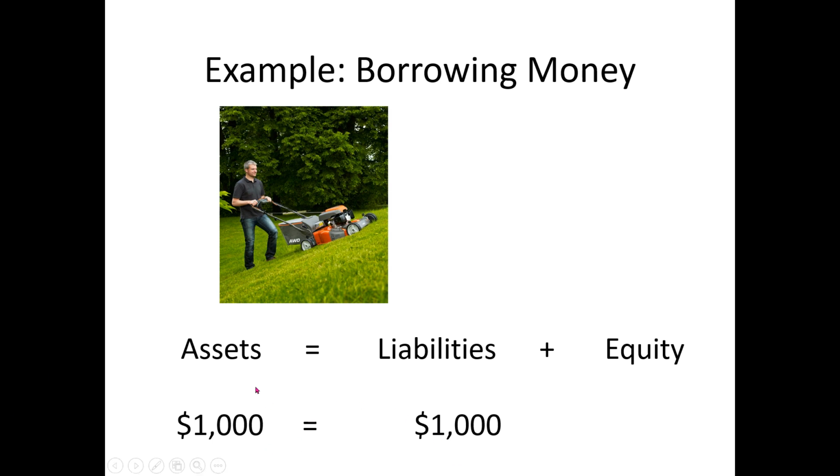So the business then has $1,000 in assets, since the cash that was borrowed represents an asset. The business also has a $1,000 liability, the amount owed to the bank, the creditor. And you can see after this transaction that the accounting equation still remains in balance.